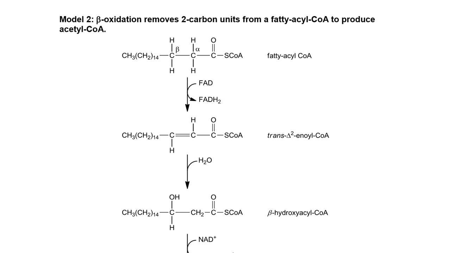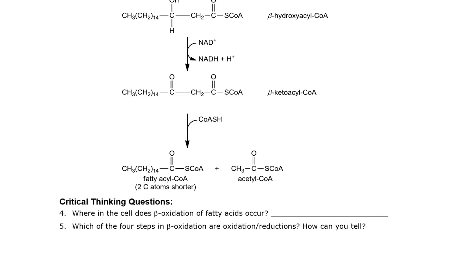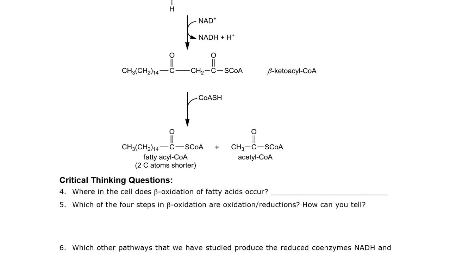So now we're ready to go with Model 2, which talks about beta oxidation. This is the Greek letter beta. This is the Greek letter alpha and the Greek letter beta, lowercase. So you're going to investigate the 4 steps of beta oxidation. Let's start with critical thinking question number 4. Where in the cell does beta oxidation of fatty acids occur? Pause and write your answer.